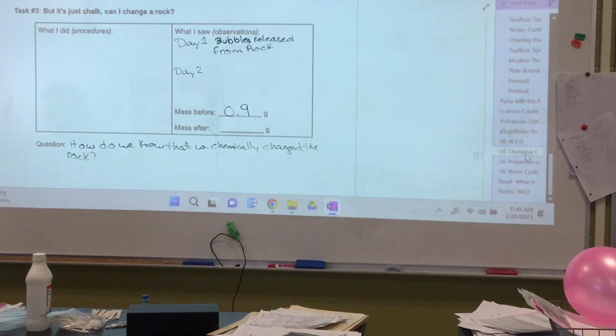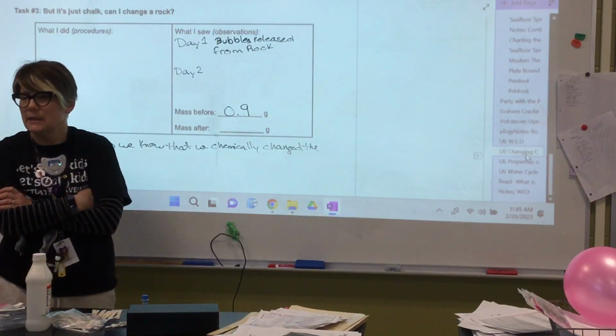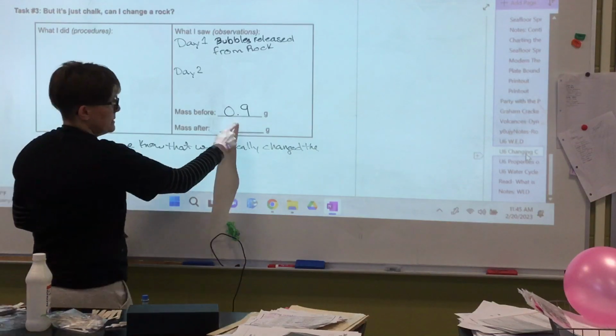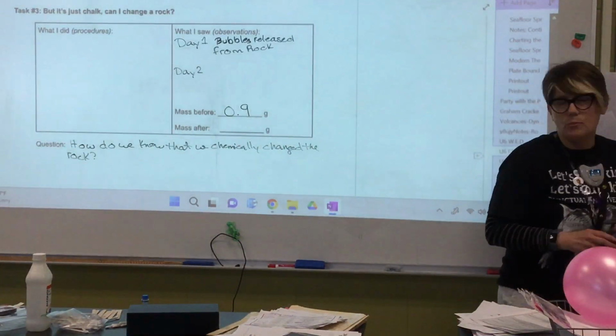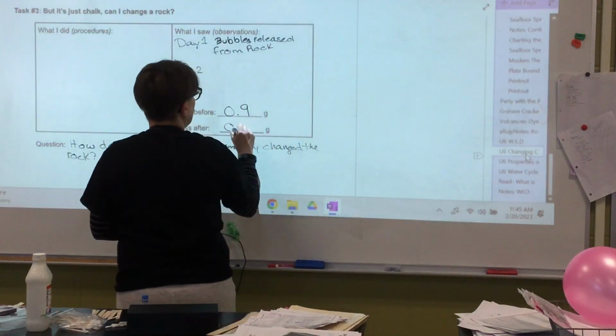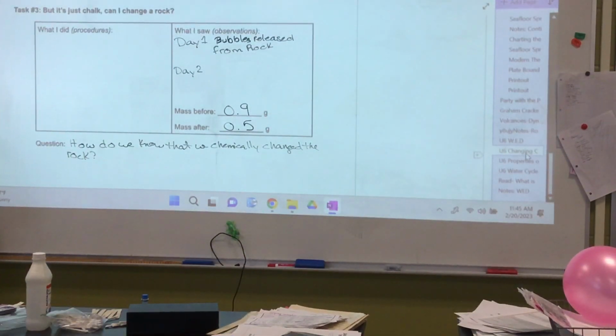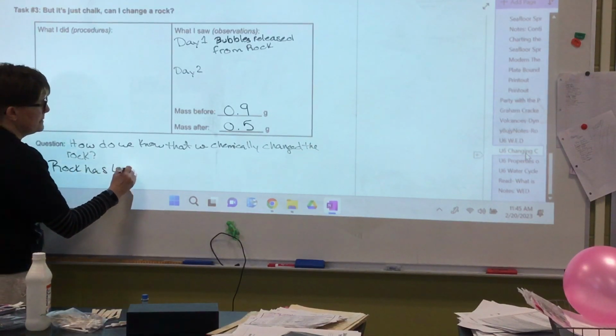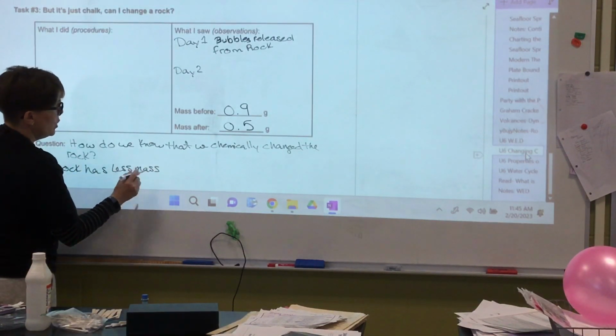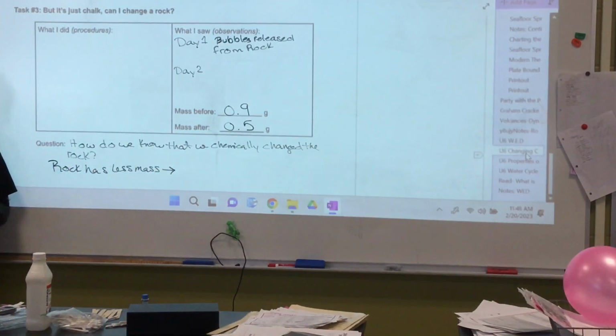Hopefully you had time to answer the question, how do we know that we chemically changed the rock? Keegan, can you tell me what was this after it had been sitting? 0.5. So we went from 0.9 to 0.5 in that one group. So can someone tell me, what are some clues that tell us we actually did chemically change the rock? Yeah, it has less mass. The rock has less mass. And because it has less mass, what does that mean happened? What did the rock lose?